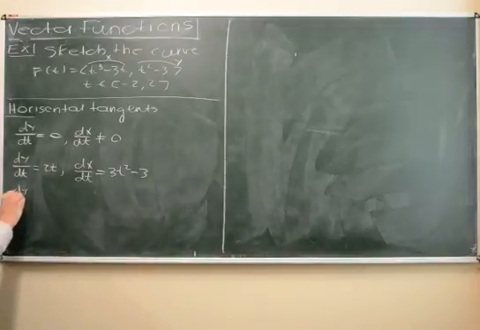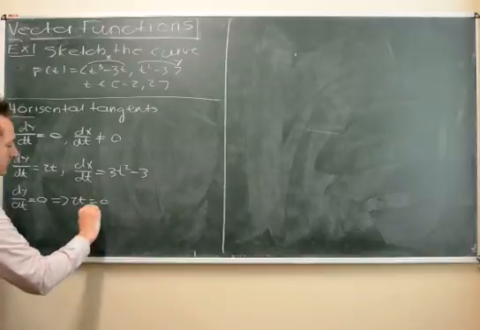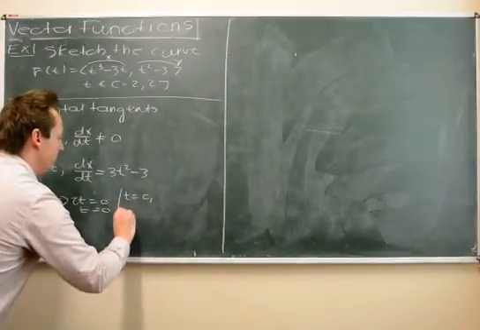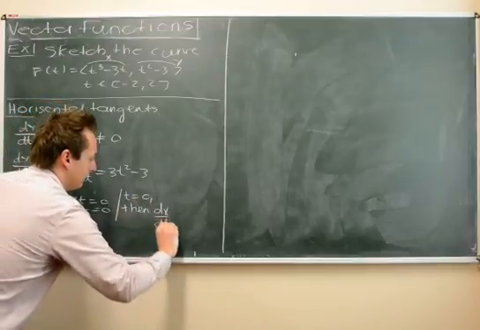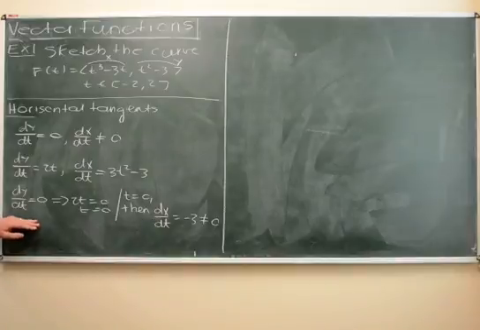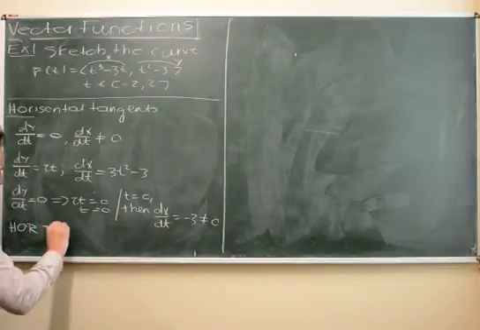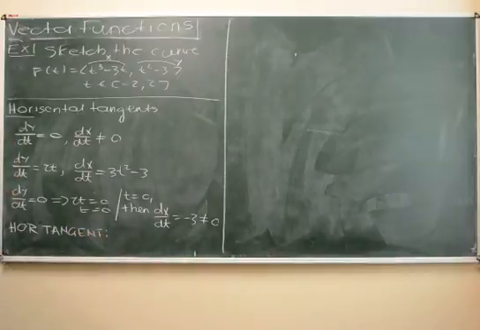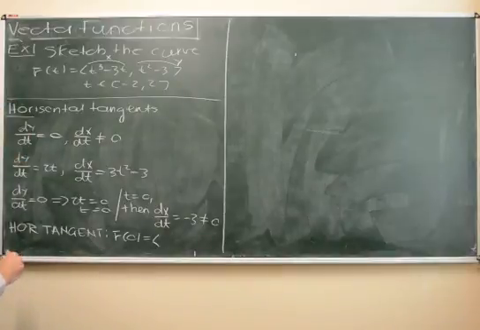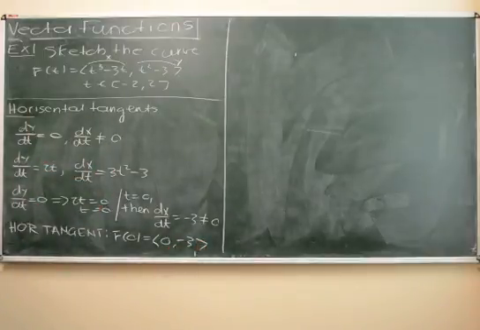So we see that dy/dt equals 0 when 2t is 0, so t is equal to 0. And if t is equal to 0, then dx/dt is minus 3, which isn't 0. So there's only one point on this curve where we have a horizontal tangent. We get a horizontal tangent when t is equal to 0. So r of 0 gives us the point (0, -3). So that's the horizontal tangent.